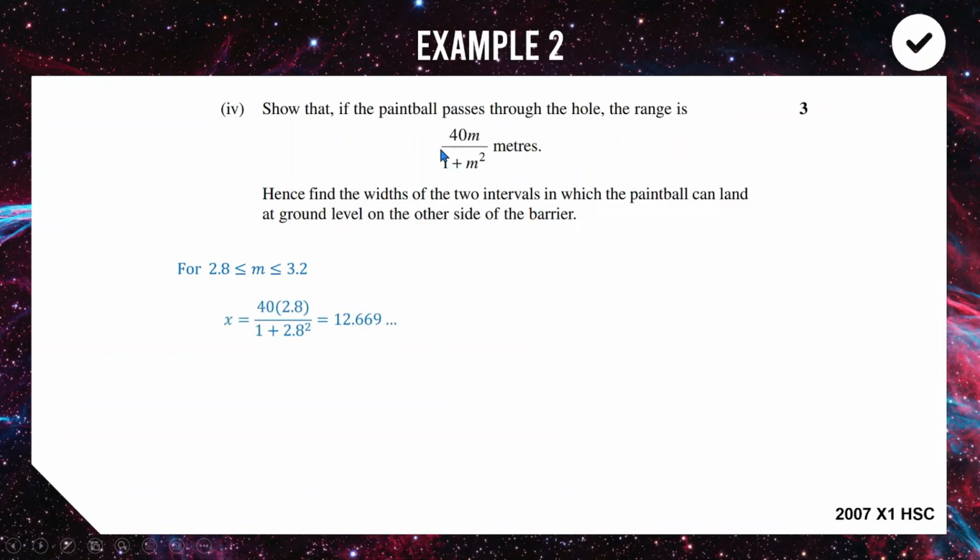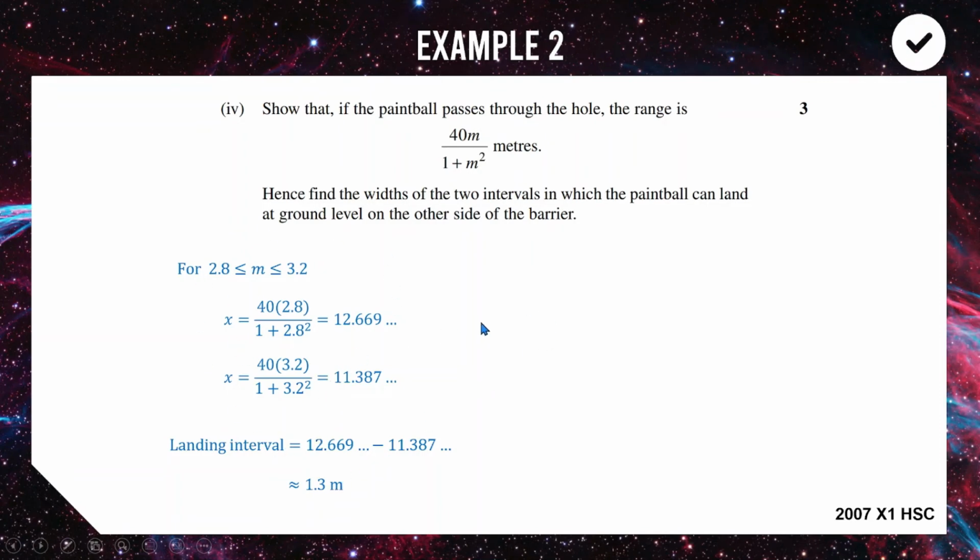When we sub in 2.8 into this, we get about 12.7 or 12.67. When we sub in m equal to 3.2, we get a value of x around 11.387. Okay, that means the range of the interval in which we could land between these two values is 12.669, take away 11.387, which gets us an answer around 1.3. All right, so we've got a landing range of 1.3 meters. Now that's not too spicy.